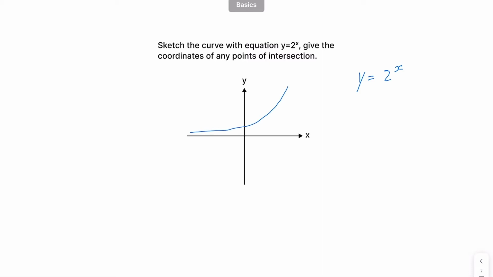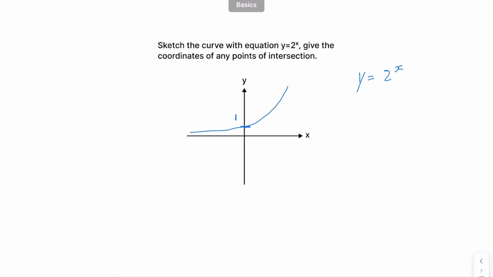Okay, it's going to start off on the left side, close to the x-axis, and as we go to the right, it's going to go up. It's going to rapidly grow. So this is called exponential growth here. Okay, so it's going to pass through the y-axis at 1. And I'll explain that in just a second. In fact, I'll explain that now.